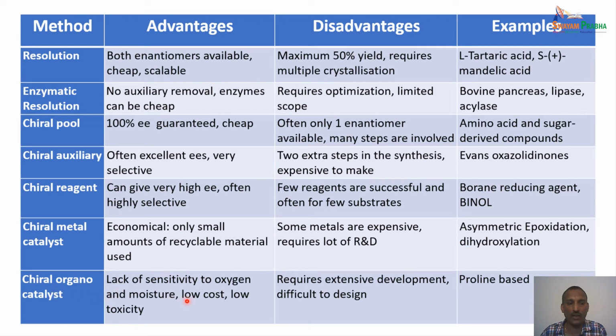And the last one is the chiral organocatalyst. The major advantage of this one is, chiral metal catalysts are prone to undergo oxidation and they are sensitive to moisture. So these two are the major limitations of using chiral metal catalysts. But the organocatalysts are very good in that particular case. They are not sensitive to oxygen and moisture, they are also very cheap, and they don't have much of the toxicity seen in many of the metal catalysts. But the major disadvantage is it requires extensive development, and it is very difficult to design. Most of the organocatalysts are basically proline based. So with that we have compared all the different asymmetric synthesis methods.